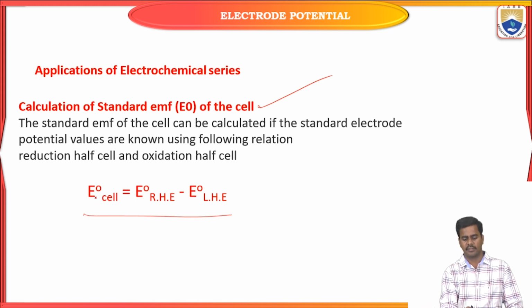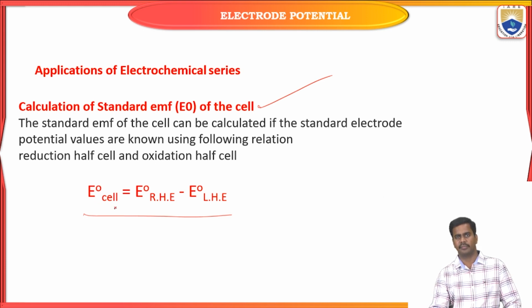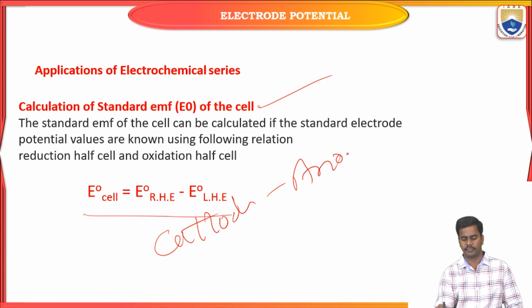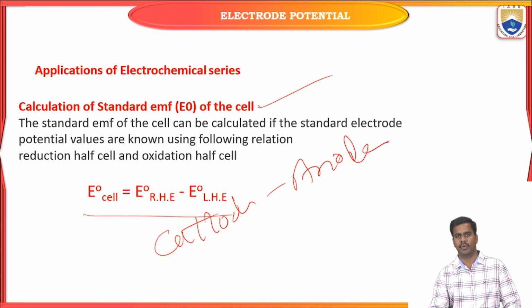That is, E naught cell is equal to E naught of the right side electrode minus the left side electrode. That is cathode minus anode. So the potential at the anode is subtracted from the potential at the cathode.